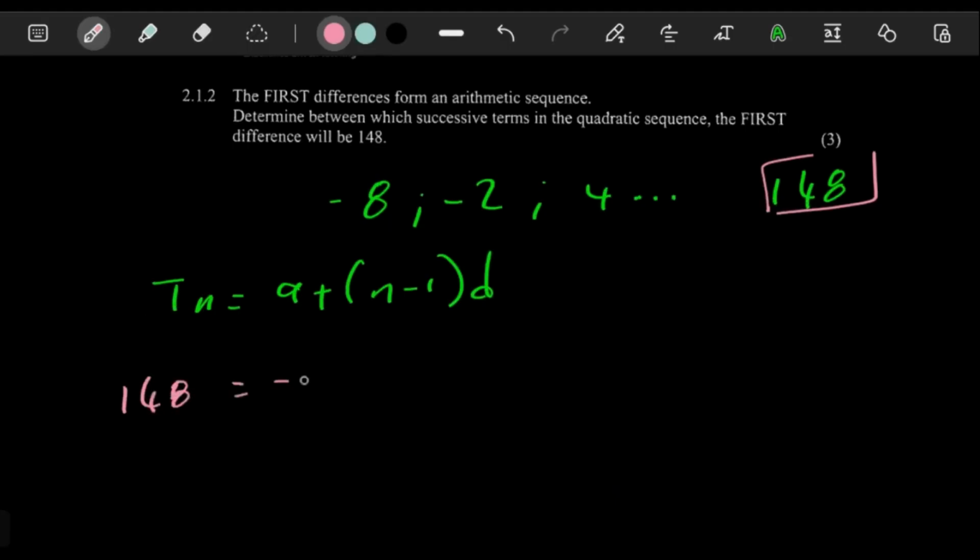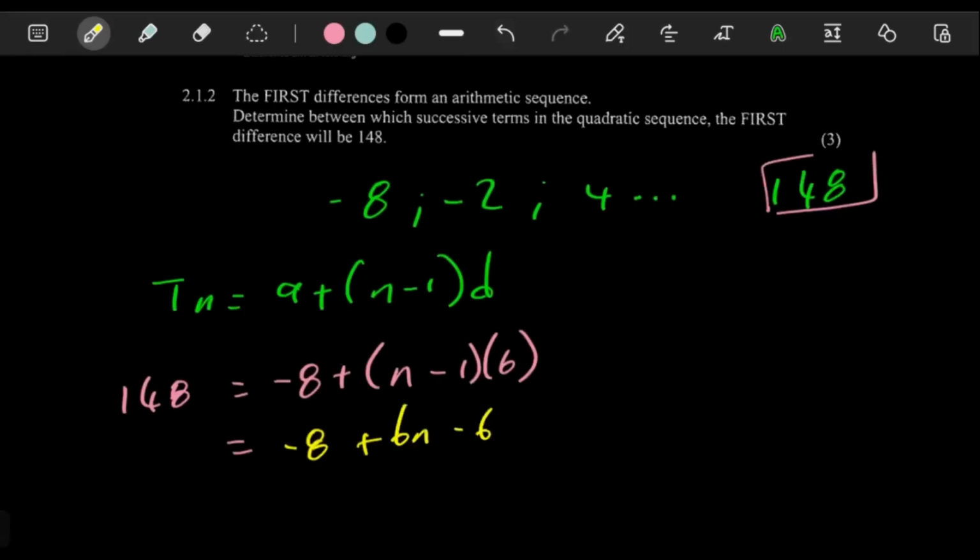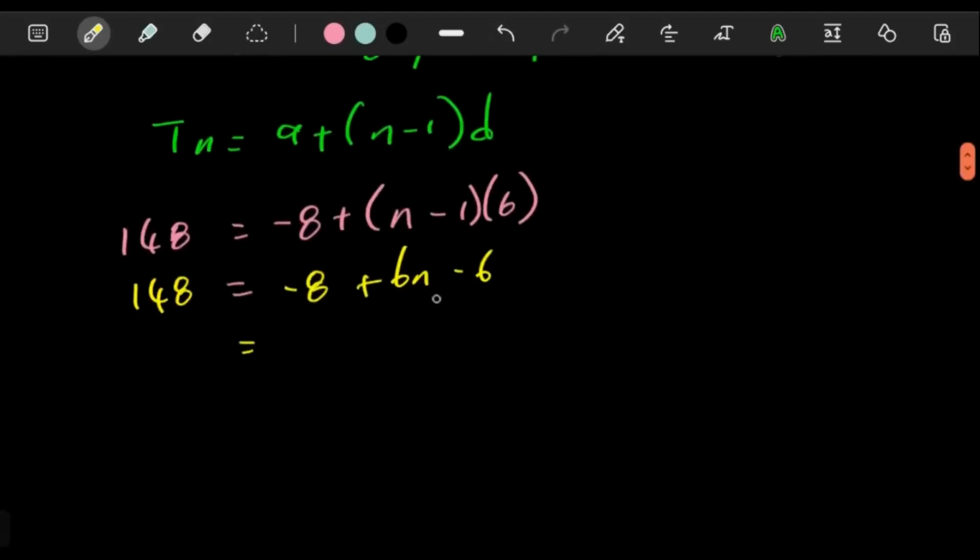Our first term is -8. The position of it, we don't know, we're looking for it. And then our common difference is just a 6. So since our common difference here is just a 6, let's see what we can do. -8, the 6 we multiply inside, it's like 6n, right? Minus 6. This is 148. Now -8 minus 6 is -14 plus 6n.